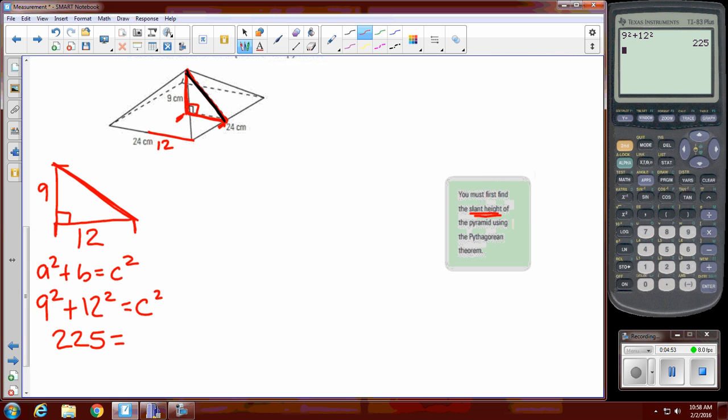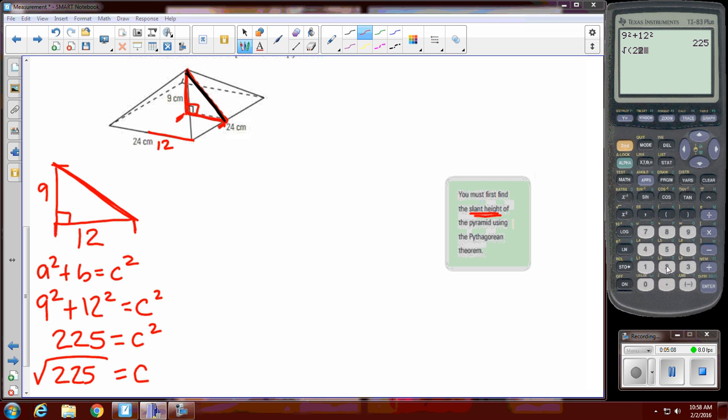225 is c squared. So to find that last side, from grade 9 and 10 you should know I need to square root 225. So if I square root 225 on my calculator, the square root of 225 is 15. So this distance is 15, which means on our triangle, the slant height, or the height there, is 15.